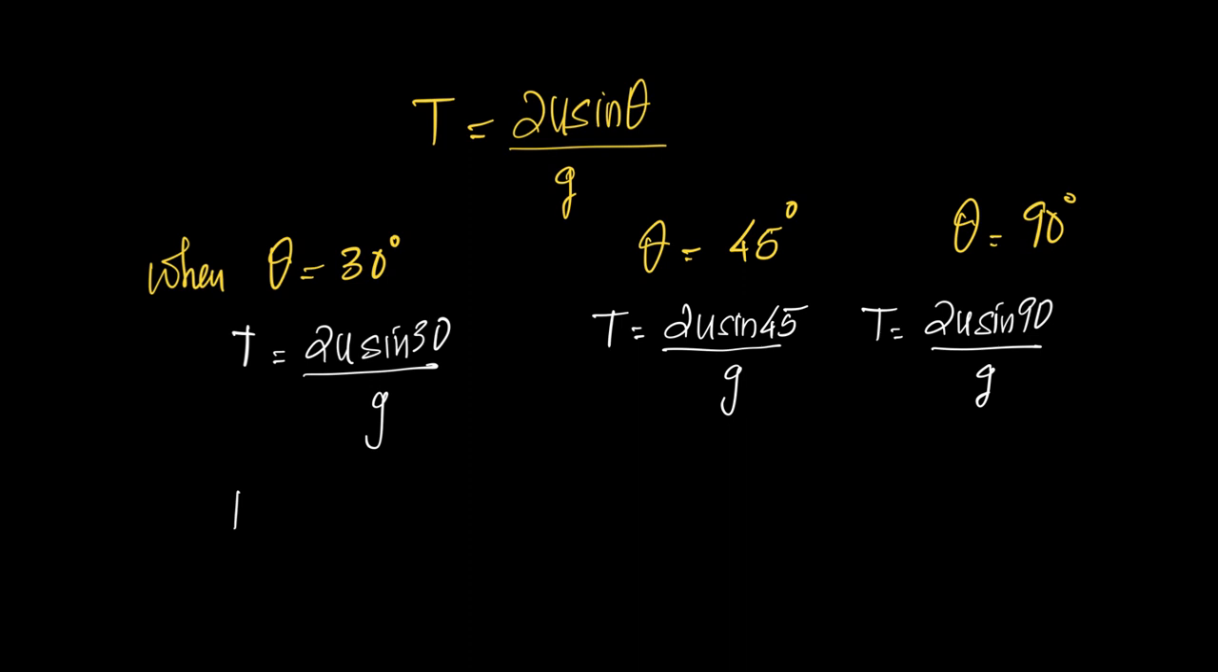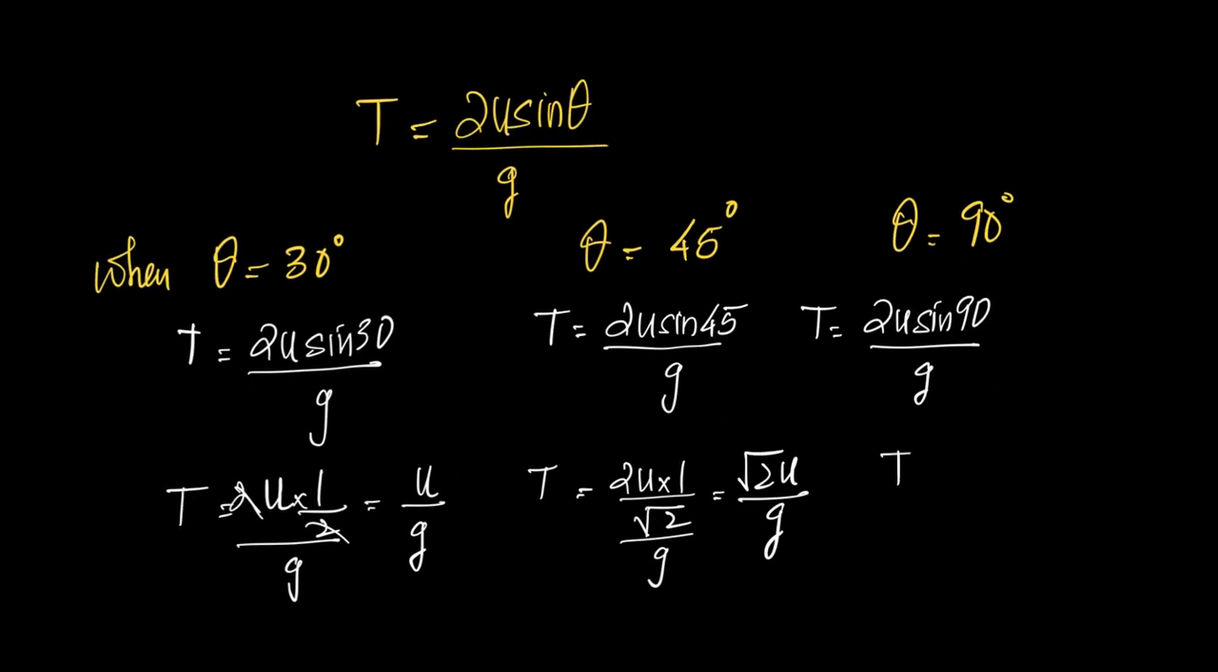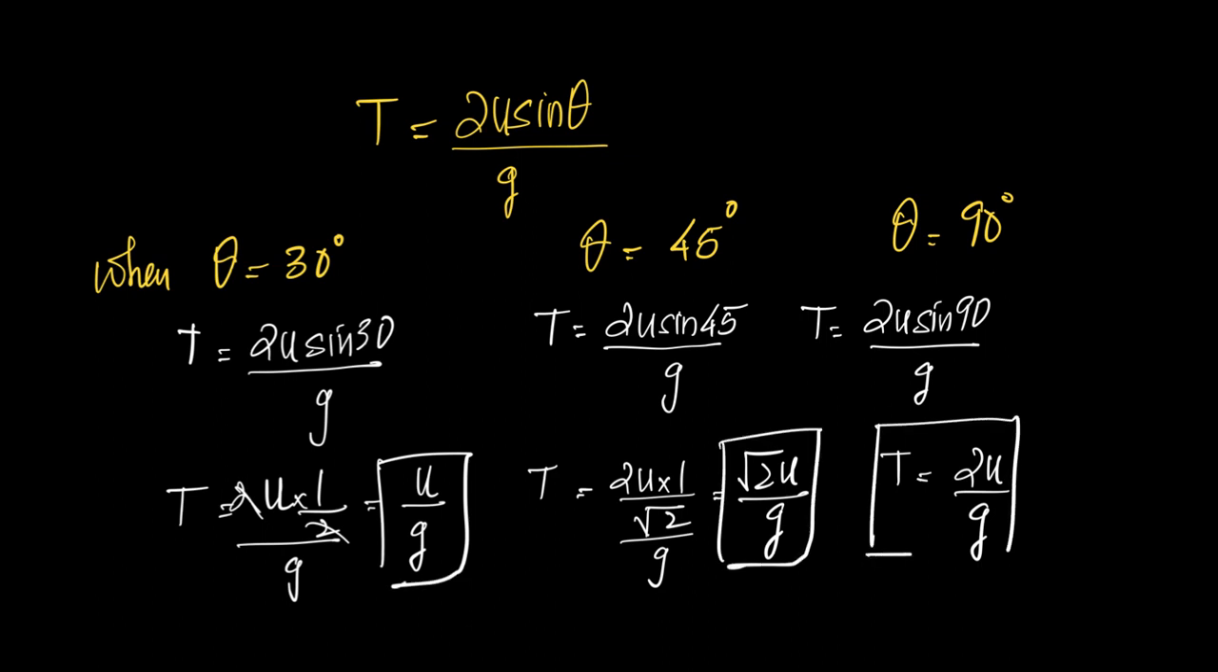So we have T is equal to, what is sine 30? 1 by 2. So this will become 2u into 1 by 2 the whole upon g, which is equal to u upon g, right? Because 2 by 2 is 1. And here what we get is 2u into 1 by root 2 the whole upon g. So this is root 2 u by g. And for 90, what is sine 90? Sine 90 is 1. So what we get is 2u by g. So we got u by g, root 2 u by g, and 2u by g.